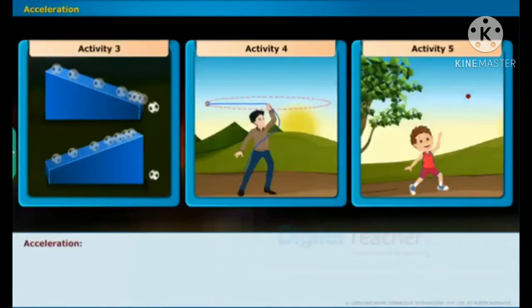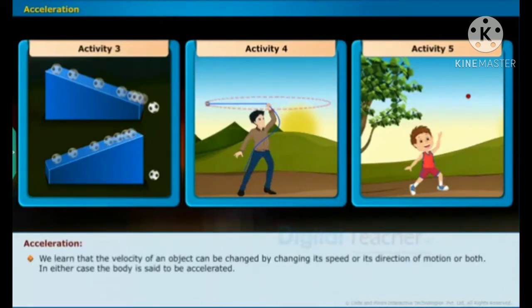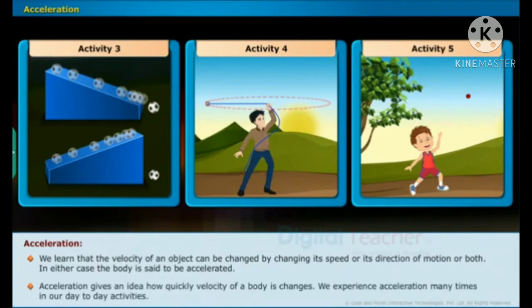Now, let us learn about acceleration in detail. We learn that the velocity of an object can be changed by changing its speed or its direction of motion, or both. In either case, the body is said to be accelerated. Acceleration gives an idea of how quickly the velocity of a body changes. We experience acceleration many times in our day-to-day activities.